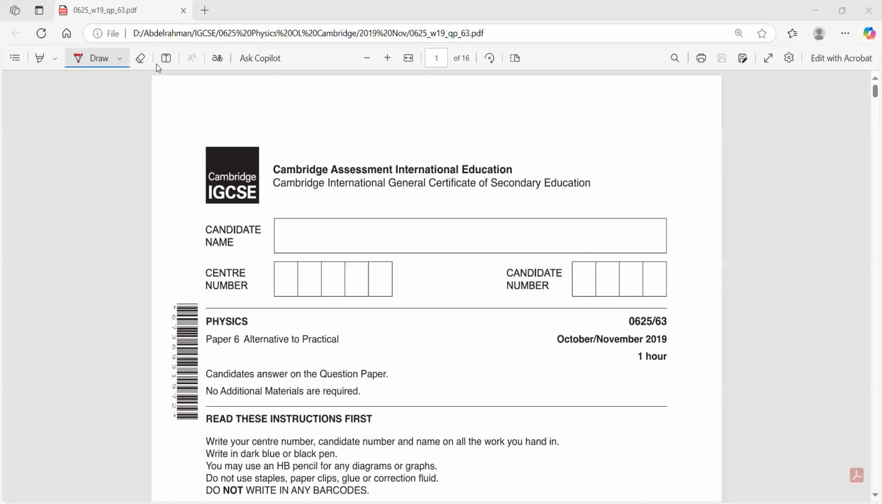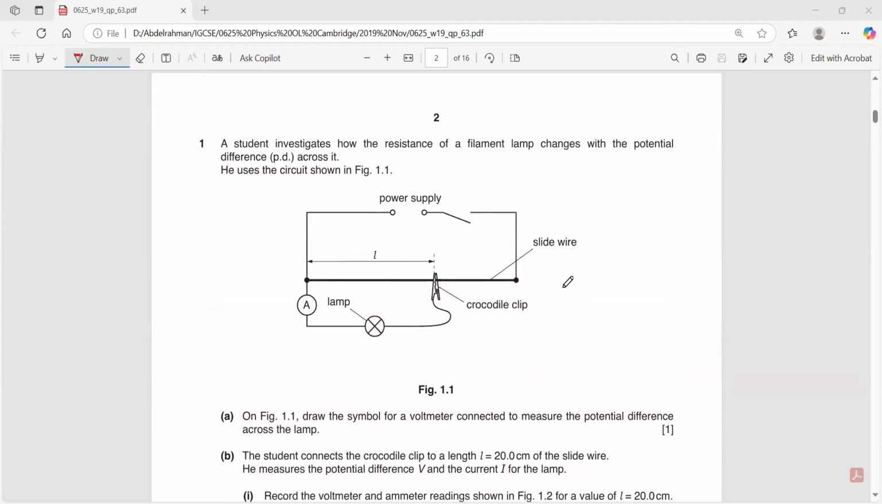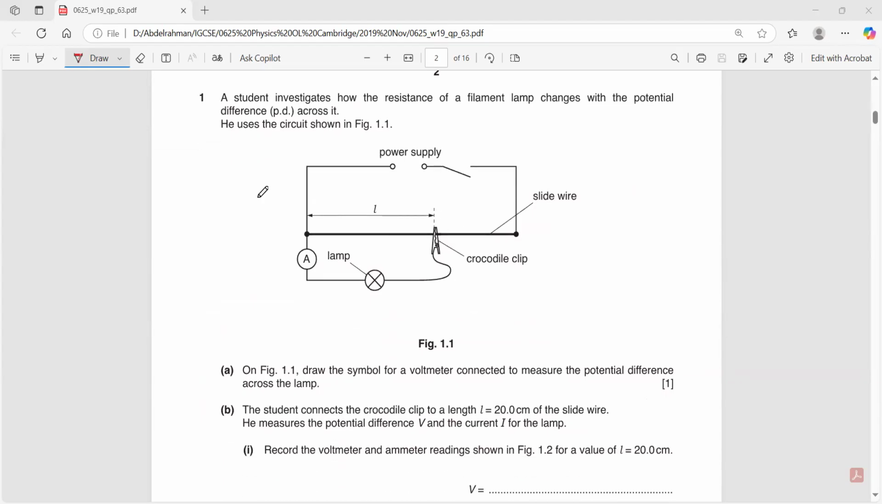November 19, paper 6, variant 3. Question 1. A student investigates how the resistance of a filament lamp changes with the potential difference across it. On figure 1.1, draw the symbol for a voltmeter connected to measure the potential difference across the lamp.